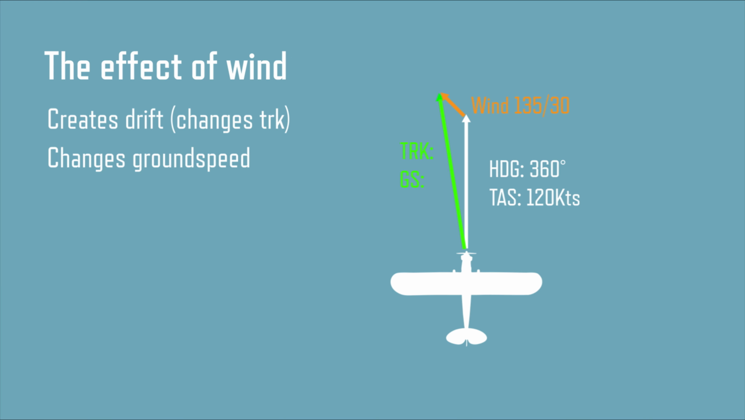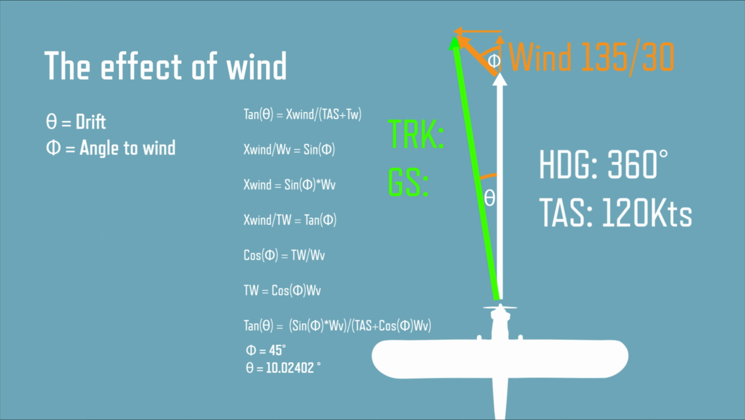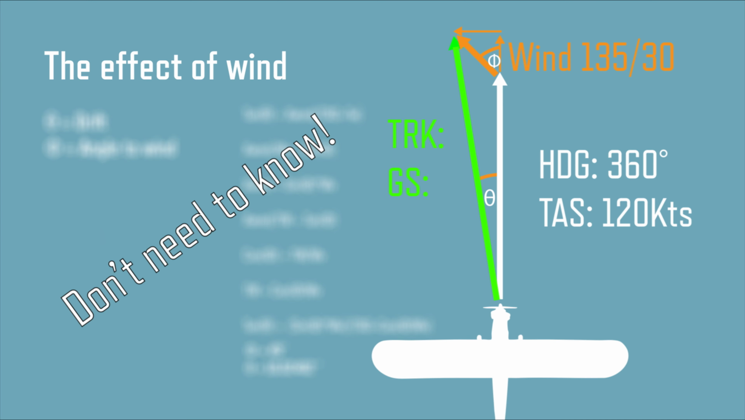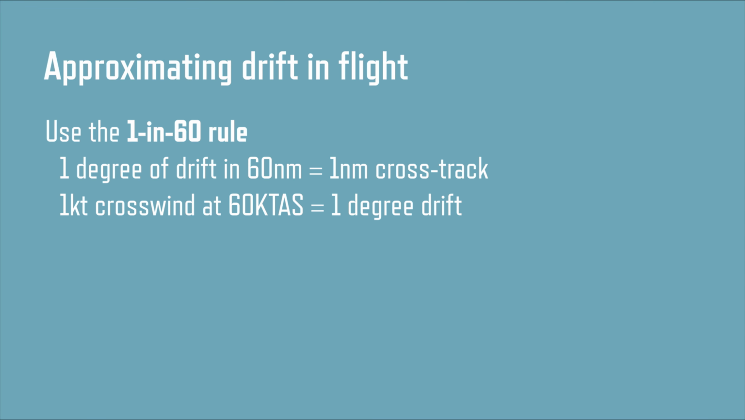So how do we calculate drift on a given heading? Trigonometrically, it is quite simple. At a given true airspeed, the amount of drift varies with the crosswind component based on the angle between the track and wind and total wind strength. Here you can see a precise calculation of drift on a given heading. However, this is too complicated to use in flight and more accurate than necessary. Instead, the small angle approximation is used. This is often also referred to as the 1 in 60 rule to make the maths easier.